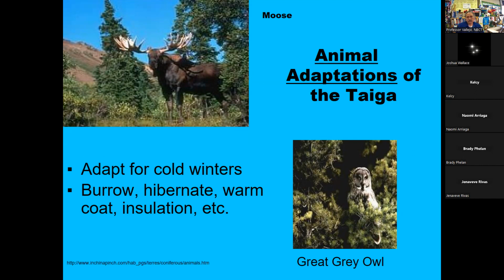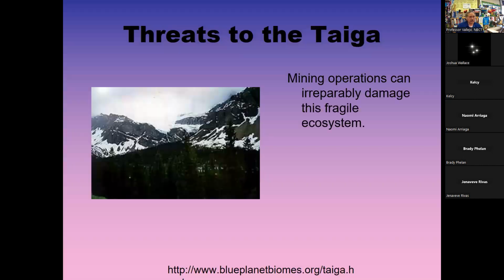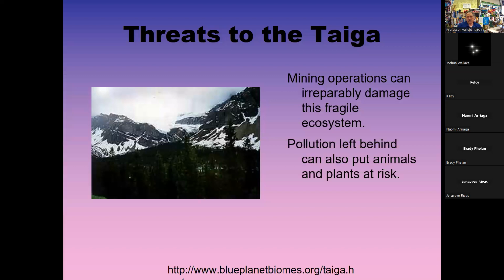And so that is the taiga. The taiga is also threatened. Mining operations can irreparably damage this fragile ecosystem. Pollution is left behind, which also puts animals and plants at risk. Remember, the coniferous forests are made of conifers, which are evergreen trees that have needles.